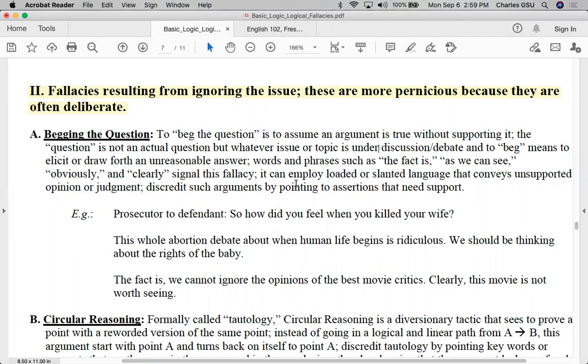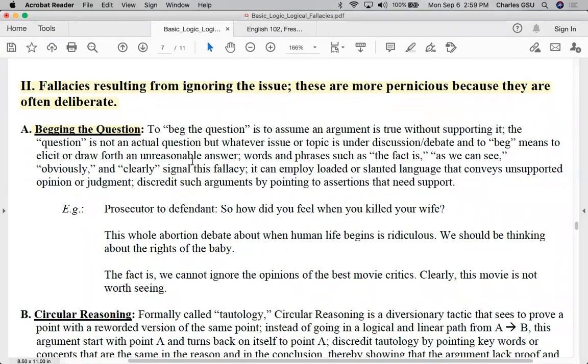issue. So the first one is begging the question. And the question here, as it says below, is not an actual question with a question mark, but whatever topic or issue is under discussion. Something that needs to be decided, and therefore it's under question. And to beg something in this context means to draw or elicit an answer before it's ever actually answered, to sort of prove that it is without proving it.